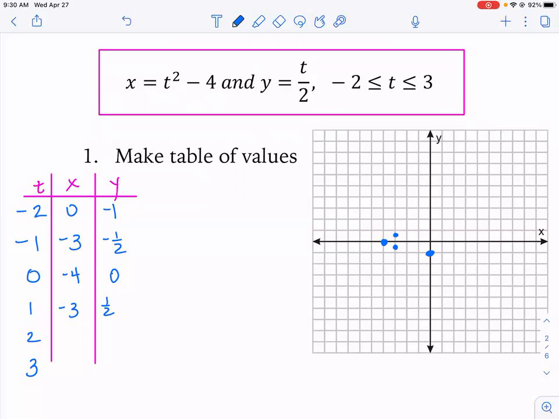T equals 2. Valerie, what do we get for x when we plug t equals 2 in? Okay. And then our y coordinate, Joby, what would it be when we plug t equals 2 in? Okay. And finally, t equals 3. We would get 5 3/2. Do you agree?